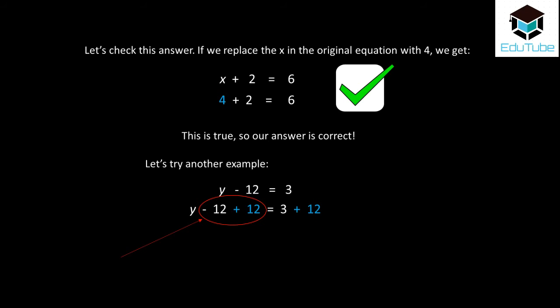Because minus 12 plus 12 is just equal to 0, we end up with Y by itself on the left-hand side. The right-hand side is equal to 3 plus 12, which is 15. As we did with the first example, you can verify for yourself that a value of 15 in place of the Y would give us the correct answer of 3 in the original equation.